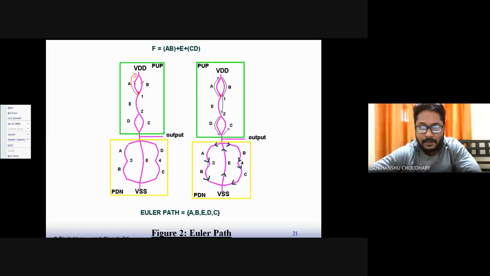So output to 3, then 3 to VSS, then VSS to output, then output to 4, and then node number 4 to VSS. So this way we have covered all the nodes of the circuit, and also we have fixed ourselves to visiting each edge only once, right? So each edge is traversed only once, and we have covered visiting all the nodes of the circuit, right?